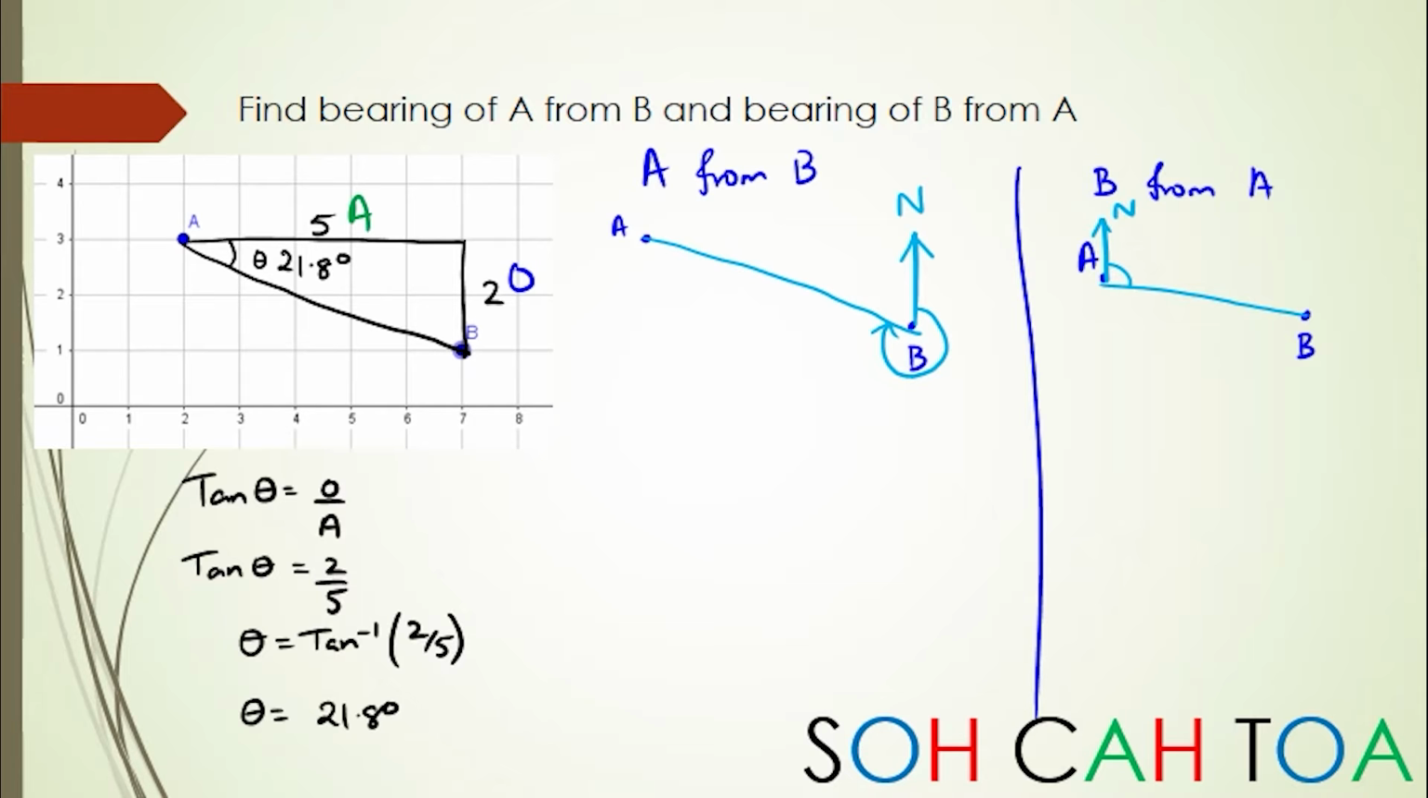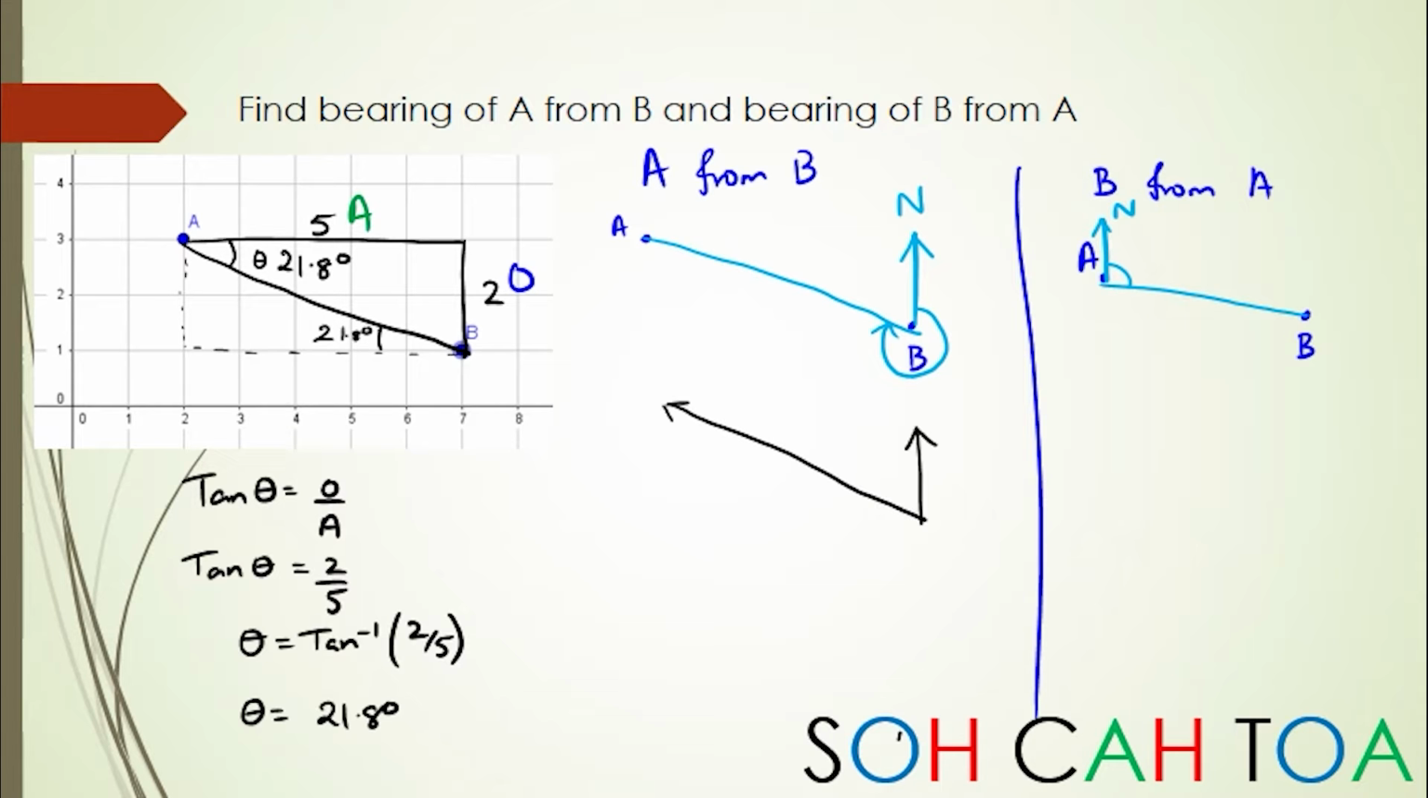Now, because of parallel lines, I can say that alternate angles are equal in parallel lines. So this angle here is also 21.8 degrees, which means to find the bearing of A from B, this is what my bearing looks like.